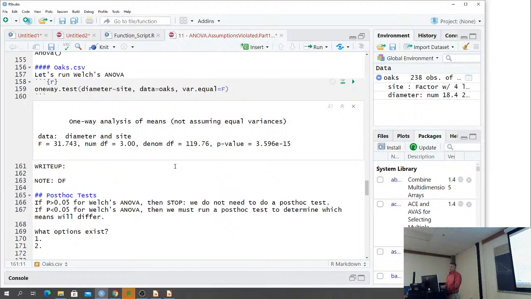So what could be our write-up for this? Okay. Site does have an effect on tree diameter. And it could be for any number of reasons. But we will say Welch's Anova, that's the name of our test. We have our F statistic, and what we have to do is report our degrees of freedom.